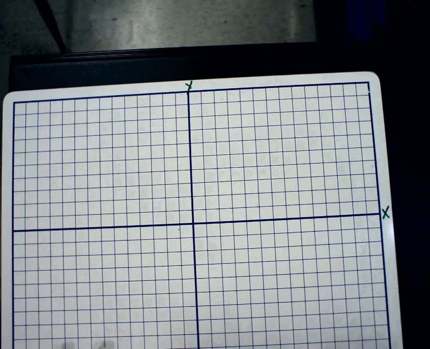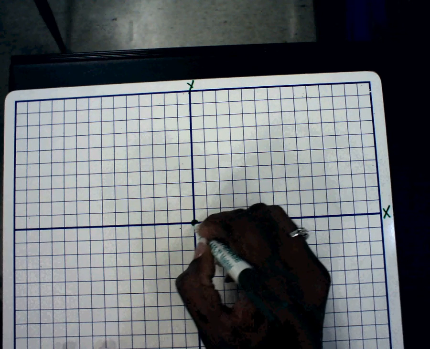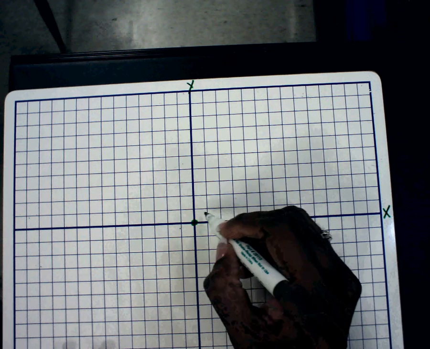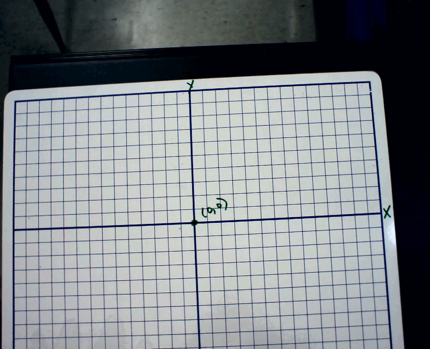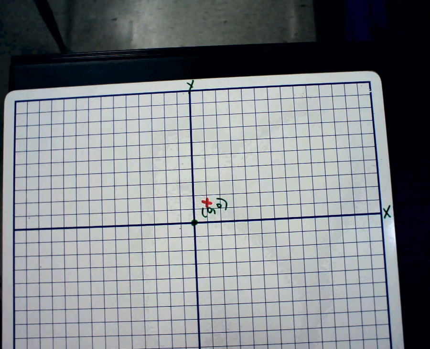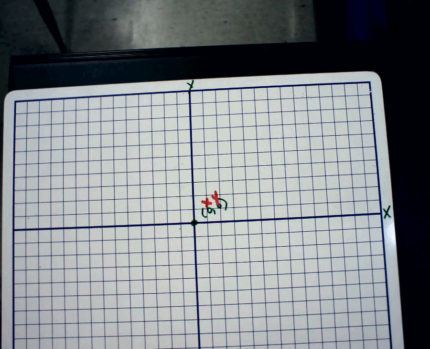Okay? And our origin is where those two axes intersect, which is right here in the middle. The coordinate point for our origin is 0, 0. That means the first number is for my x, the second one is my y.